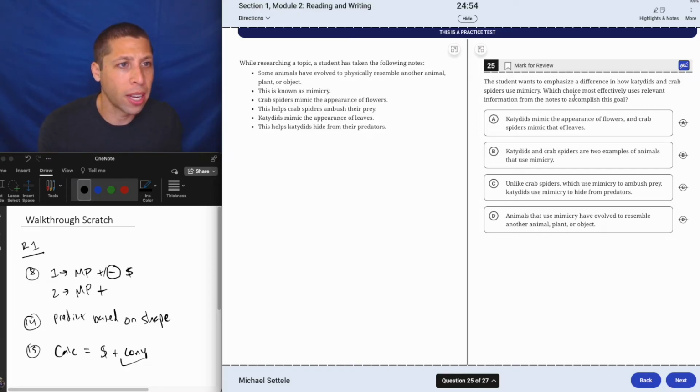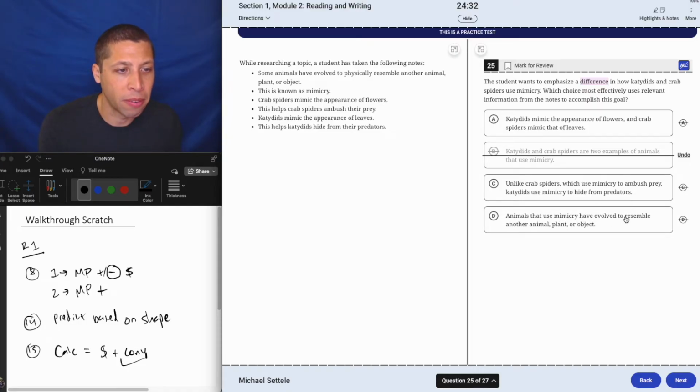Student wants to emphasize a difference in how katydids and crab spiders use mimicry. So a difference, focus on that. Katydids mimic the appearance of flowers and crab spiders mimic that of leaves. I'd love this to say "but," okay. Katydids and crab spiders are two examples of animals. Nope, that's saying they're the same. Unlike crab spiders, which use mimicry to ambush prey, katydids use mimicry to hide from predators. Okay, that might be it.